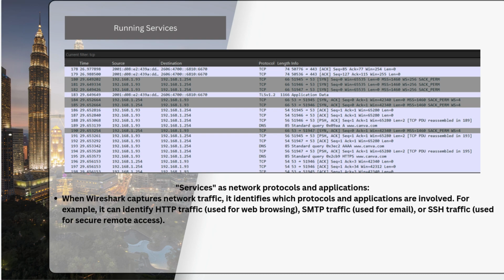Running services. Running services are network protocols and applications. When Wireshark captures the network traffic, it identifies which protocols and applications are involved. For example, it can identify HTTP traffic used for web browsing, SMTP traffic used for email, or SSH traffic used for secure remote access. As you guys can see from the slide, I use the filter TCP, and you guys can see the services of the TCP.